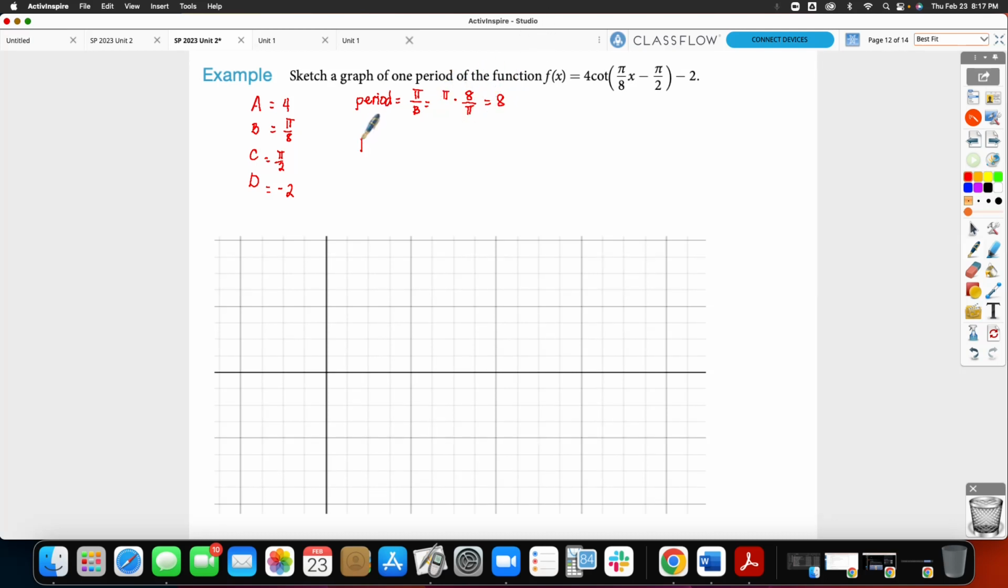And then the phase shift is C over B. So C is pi over 2, divided by pi over 8, which is the same thing as multiplying by the reciprocal of pi over 8, which is 8 over pi. So this is equal to 4. Pi cancels out, 8 and 2 cancel out, the 8 becomes 4. Now, what about the asymptote? The vertical asymptotes.